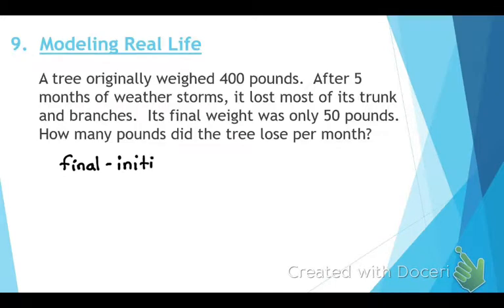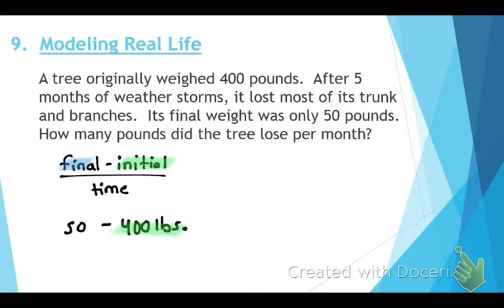All right, so we are going to take the final weight of the tree. What was the final weight of the tree at the end of our problem? 400 pounds. Okay, so remember, all we're doing here is plugging in. Next up, minus the initial weight. How much did it weigh initially, or at the beginning? Oh, we got this mixed up. At the end, it was 50. And then initially, at the beginning, it was 400. Okay, and then divide it by the time. 5 months.